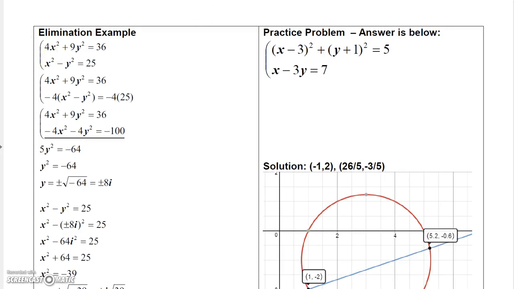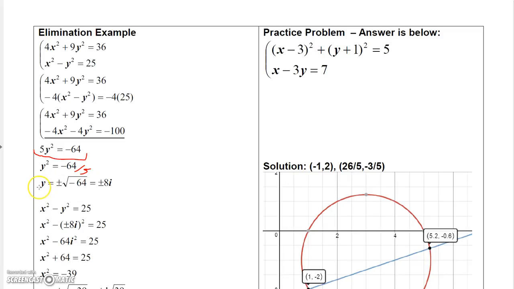Now this next example is an example where you don't get a solution. I'm going to try the elimination method again, but let's watch what happens here. Here I can multiply everything in this equation by negative 4 so that I can get the x squareds to eliminate. And so when I do that, I'll get negative 4x squared minus 4y squared equal negative 100. And now when I add these together, I get 5y squared equals negative 64. So that would mean that y squared would equal, let's see, I got a typo there. That actually should be negative 64 over 5.